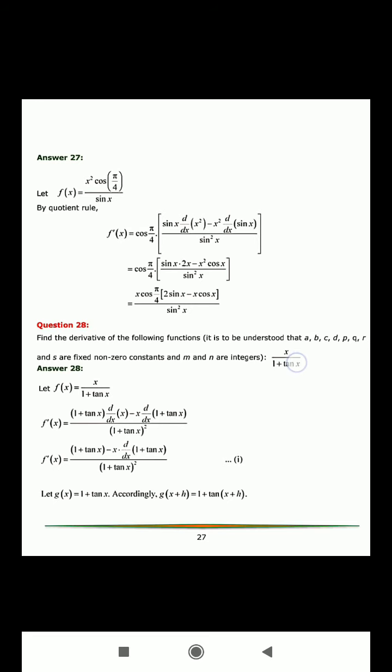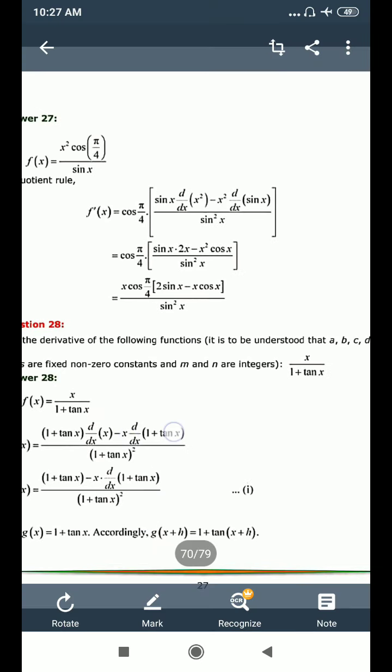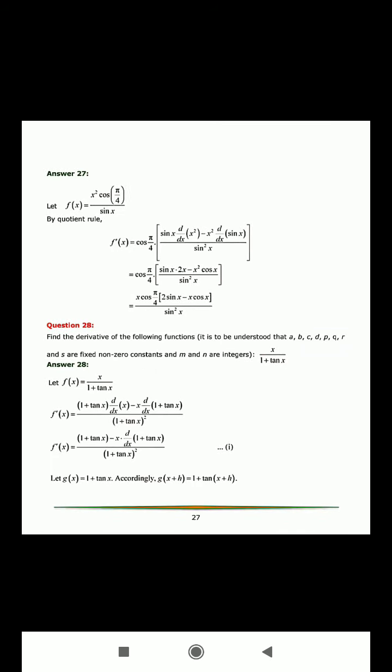So in quotient rule, what we will do, f dash x will be denominator as it is, differentiation of numerator, that is 1, minus numerator as it is, x, differentiation of denominator, that is 1 plus tan x. Now the differentiation of 1 plus tan x: differentiation of 1 is 0 and tan x is sec square x. So the differentiation of this will be only sec square x. So you will have minus x sec square x, that's all. It is 1 plus tan x minus x sec square x upon 1 plus tan x whole square.